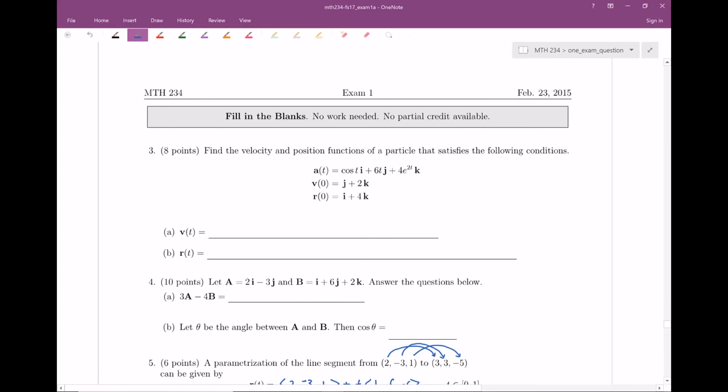Welcome everyone. In this video we're going to go over a question from 13.4 that has shown up on a previous exam. Here we are back in fall 2015 and we're going over question number 3. So find the velocity and the position functions of a particle that satisfies the following conditions.